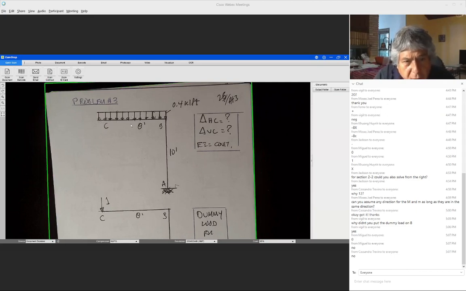Point C, because of the internal load, forces, as you know, try to move to the right. Equal and opposite to the left. So this point is going to move. We want to compute the horizontal. We also have a second question, the vertical, how much this one goes down or goes up.